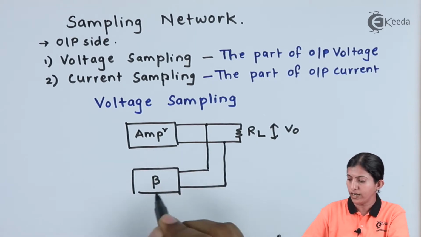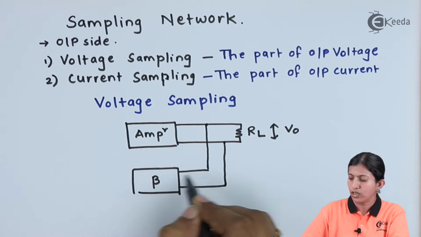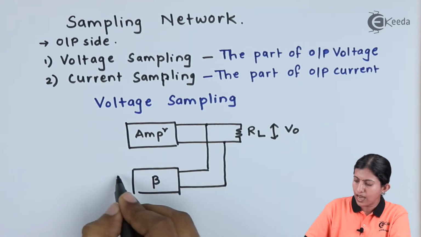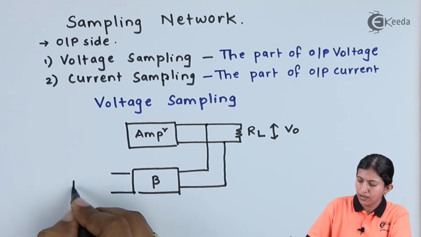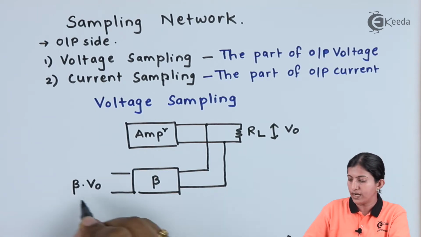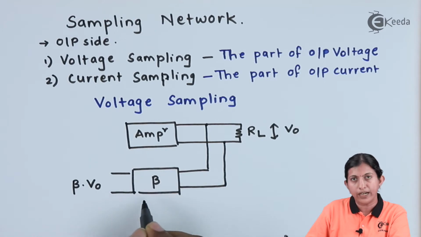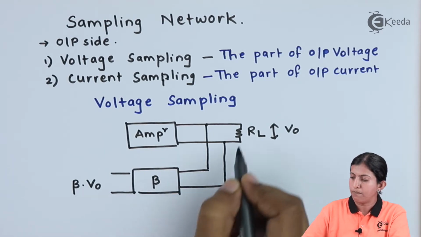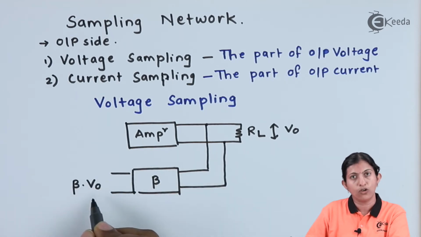So in this way, we are connecting the output voltage back to the feedback network, that is beta, and the output of this network we will write as beta times VO. Because we are taking the part of the output voltage, it should be multiplied with the feedback factor. Feedback factor is beta and the part of the output voltage we call beta times VO.